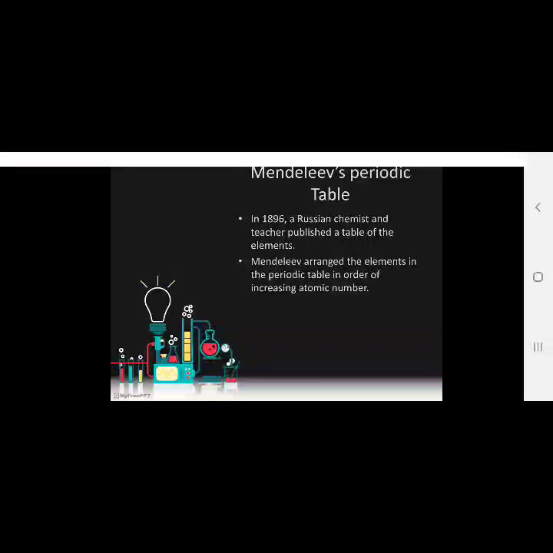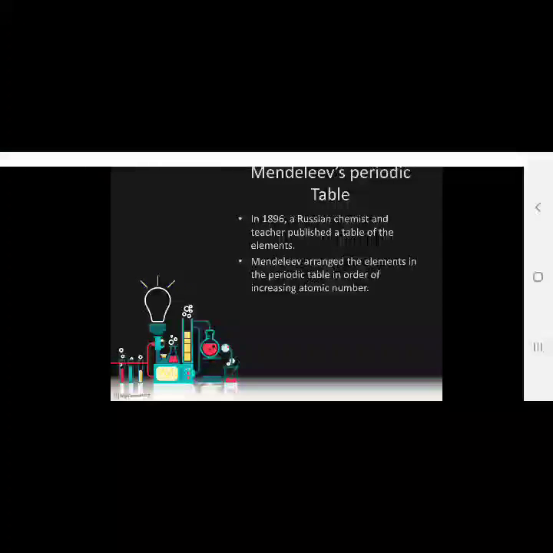Since many elements were discovered over the course of the 18th and 19th centuries, the broad classification of elements into metals and non-metals became inefficient. Several experiments were conducted in order to identify elements with similar properties and group them together.